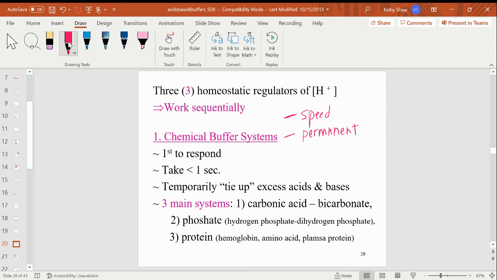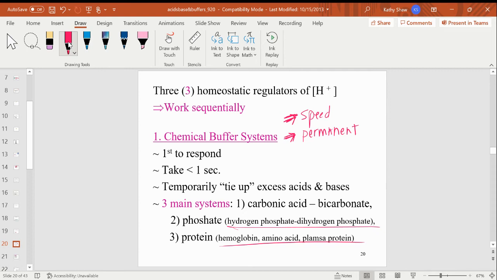And that's the only categories we're going to put them in. The buffers we're going to talk about can fall into more than one of these categories. So these are some of the buffers we're going to talk about, and that's all fine. But as far as trying to categorize them with these three regulatory systems, what you're going to find is that they fall into more than one.